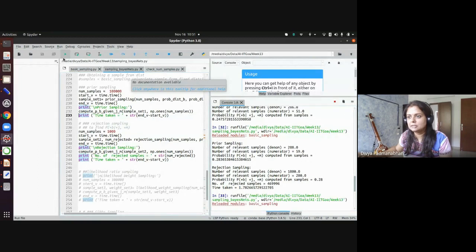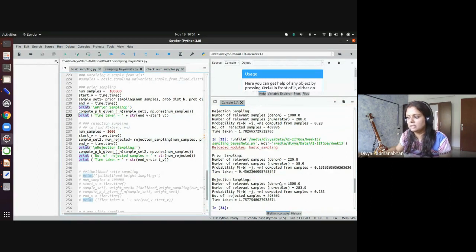So let's just see an estimate of both the times. Prior sampling just took this much time, 0.456 seconds, and this took like 1.75 seconds. This is a small network, so it's fine, 1 second, 2 seconds, all right. But for larger networks, it's a problem.